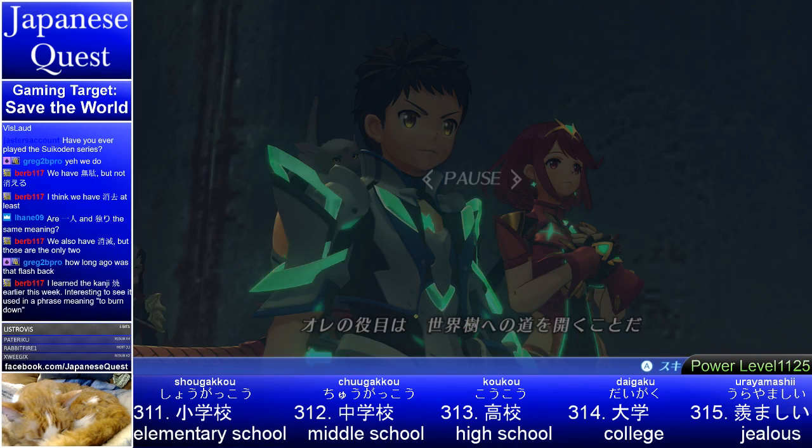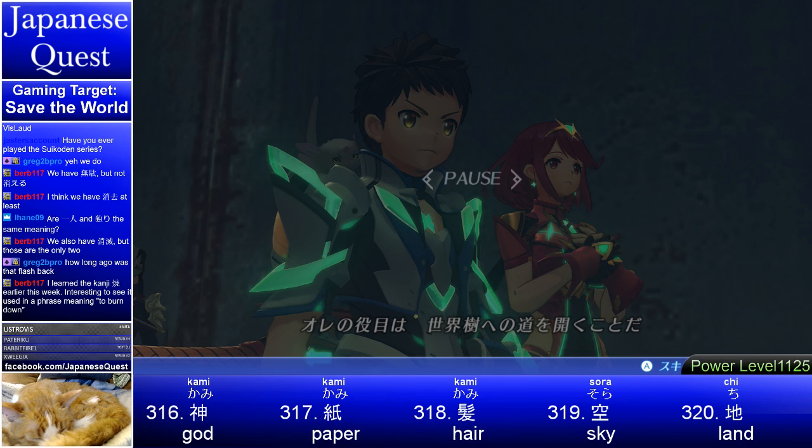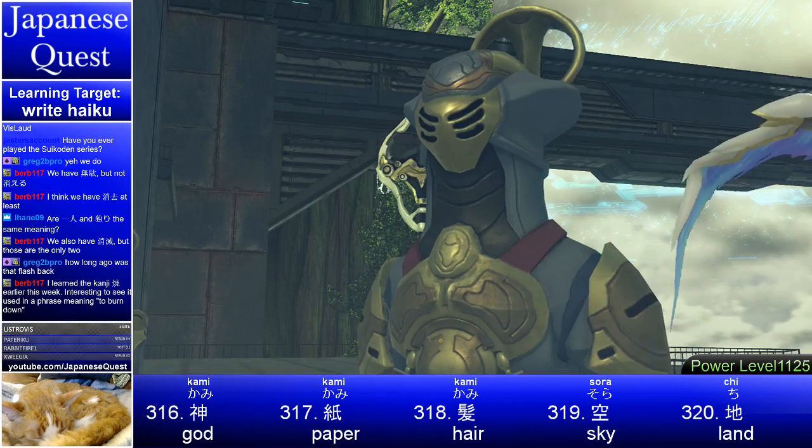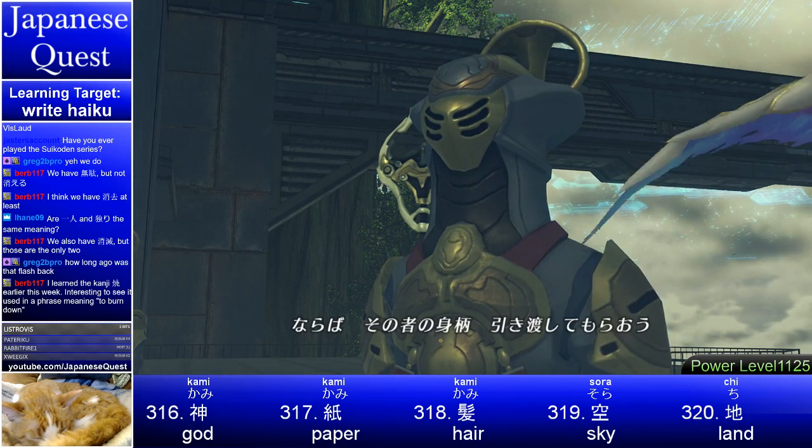So now he's saying, no, this is my role. Ore no yakume wa. So as for my role, this is my role. So let's see the role. Sekai ju e no michi o hiraku koto. So my role was to open up the path to the world tree. Sekai ju e no michi o hiraku koto da. Dekinu toyu no ka?